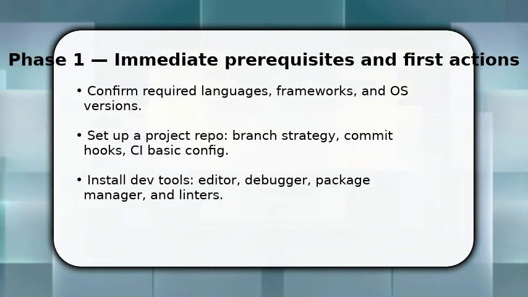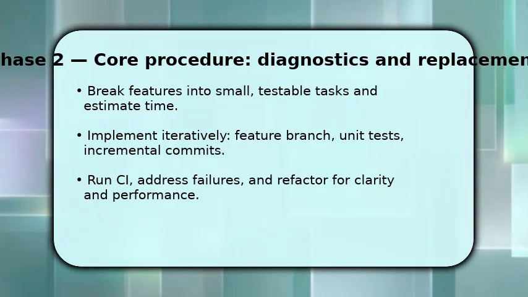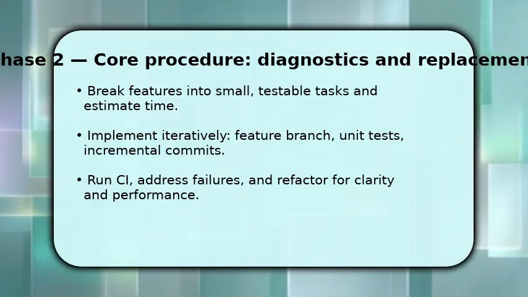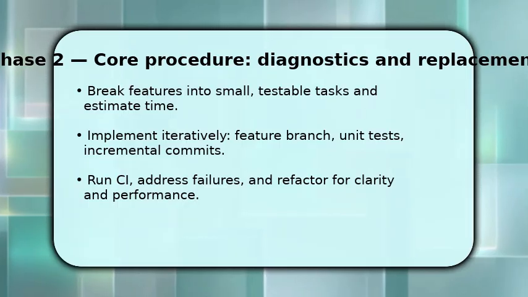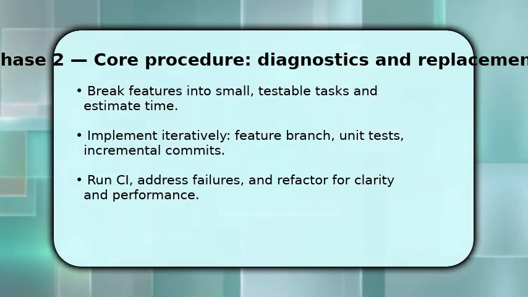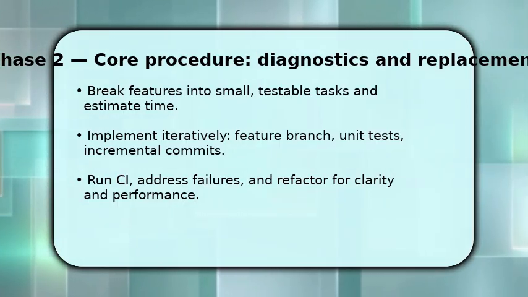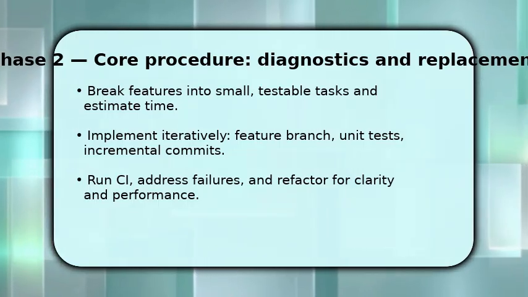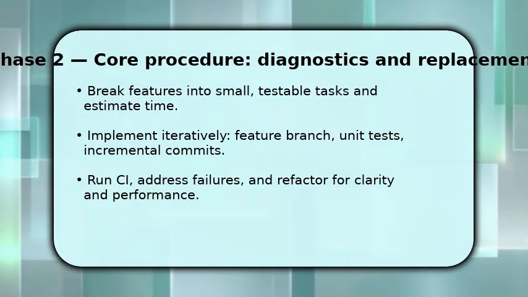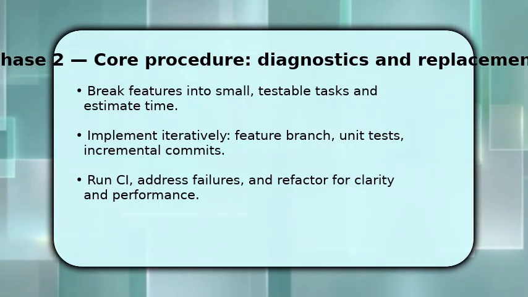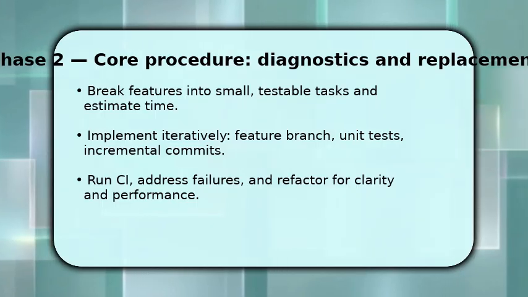You now implement the core functionality by splitting work into small, testable tasks. This reduces risk and clarifies progress. Create a feature branch and write unit tests first or alongside implementation, then commit often with meaningful messages. Run the CI pipeline after pushes and address failures quickly. This keeps the main branch stable.